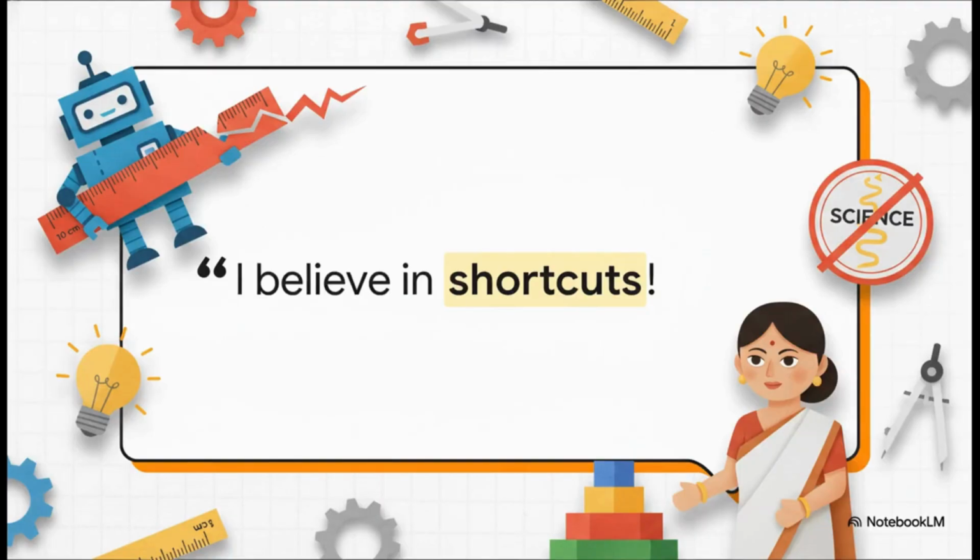Of course, Roboron immediately tries to take a shortcut. He starts measuring from the 10-centimeter mark instead of 0. But his teacher, Madam Vidya, is on it. She knows that in science, there really are no shortcuts. You have to follow the rules every single time if you want a result you can actually trust.